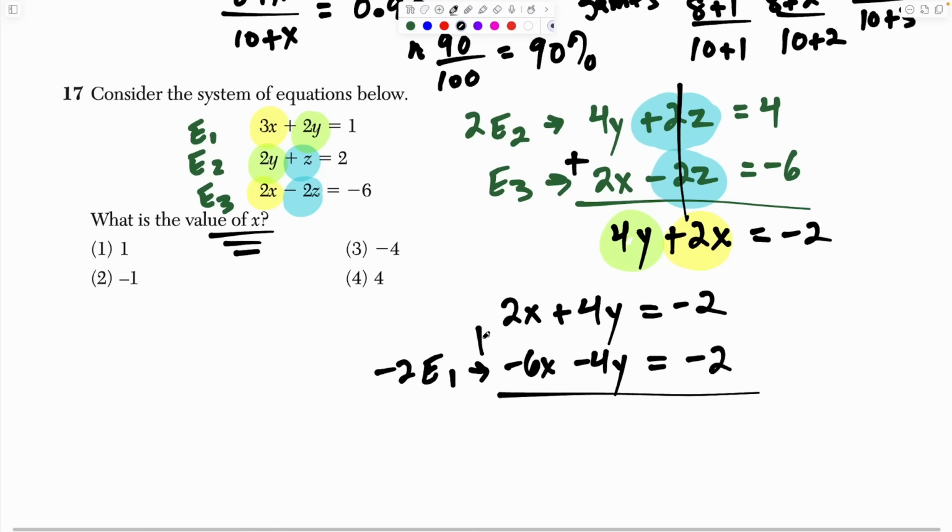And I could add these equations together. So 4y minus 4y cancels. 2x plus negative 6x is negative 4x. And then I get negative 2 plus negative 2, so we're adding these as well, which is negative 4. And then divide both sides by negative 4. And this tells us that x is equal to 1. Okay, so x equals 1 is going to be our solution.